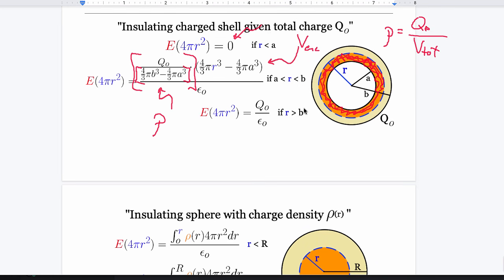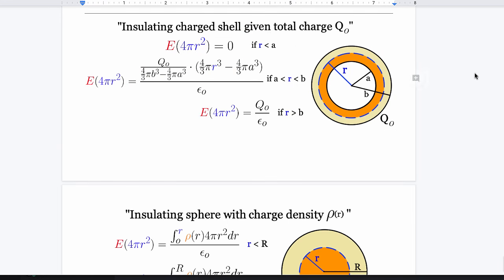And then if you're outside the whole thing, it's kind of easy. You're enclosing the total charge. So there you go. And again, you're like, can I just put B here? You can, but these whole things would cancel, and you just get Q naught.